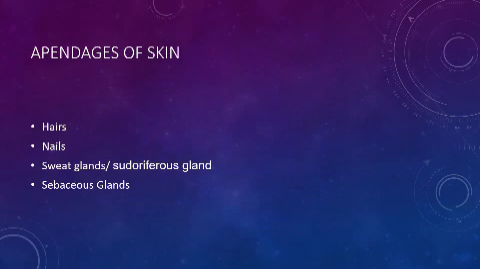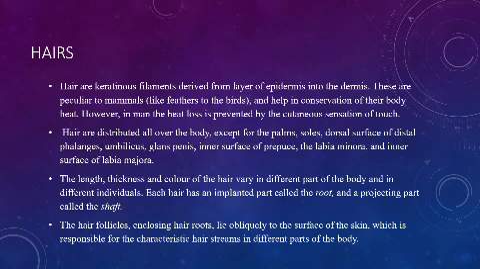Coming to the appendages of skin: hair, nails, sweat glands, sebaceous glands. These are the four appendages of skin. Coming to hairs. Hairs are keratinous filaments derived from the epidermis into the dermis. These are peculiar to mammals, like feathers to birds, and help in conservation of body heat. However, in man heat loss is prevented by the cutaneous sensation of touch.